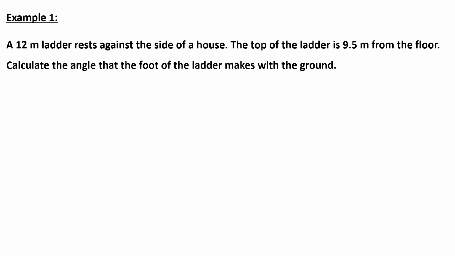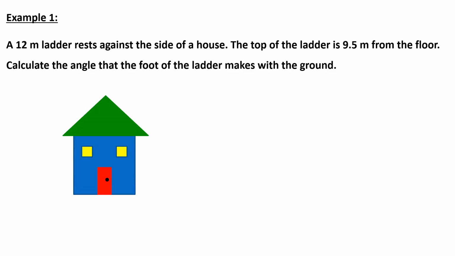Let's look at a few examples. In the first example, a 12-meter ladder rests against the side of a house. The top of the ladder is 9.5 meters from the floor, and we need to calculate the angle that the foot of the ladder makes with the ground. So first, let's get a little picture. So we've got our ladder that is 12 meters long, and it rests against the side of the house, and the top of the ladder is 9.5 meters from the floor. So those are the measurements that we have.